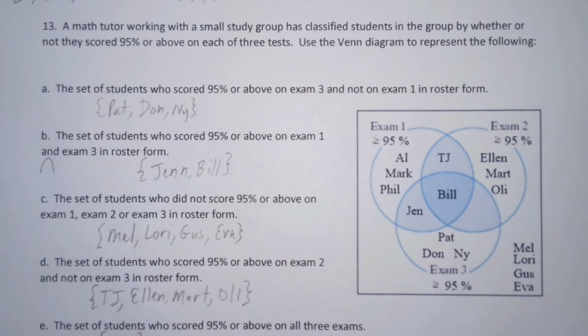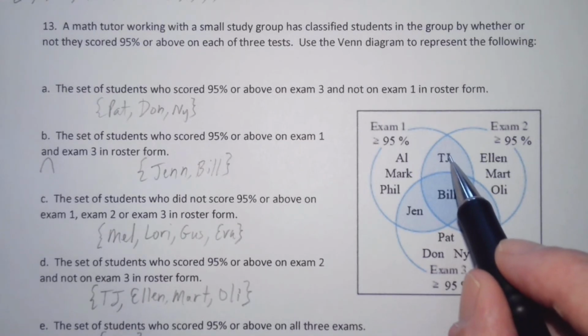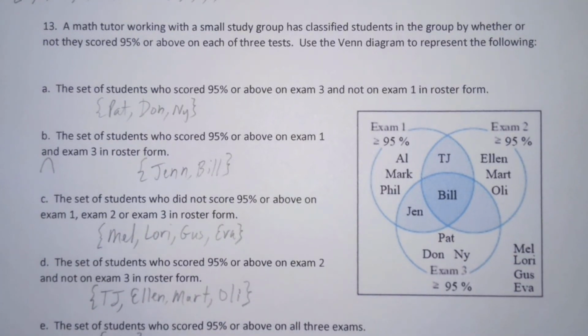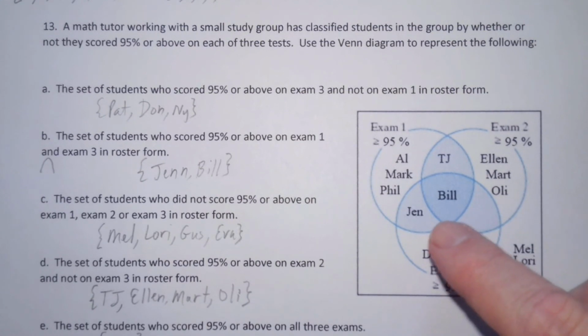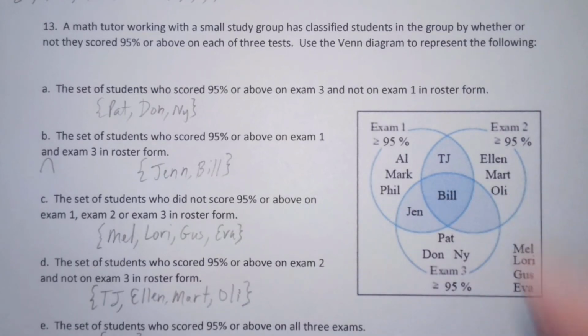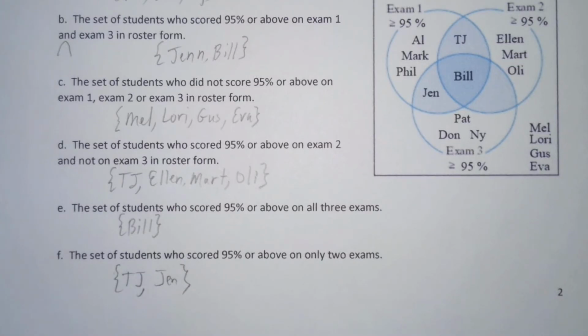The set of students who scored 95% or above on only 2 exams. So here, these are the ones that scored 95% or above on exam 1 and 2. Here on 1 and 3, it looks like it's just going to be TJ and Jen. Those are the only ones that scored 95% or above on 2 of the exams. These are the regions we're going to be checking. Oops, and I'm sorry, I went off the grid there. So TJ and Jen are the only ones for letter F.